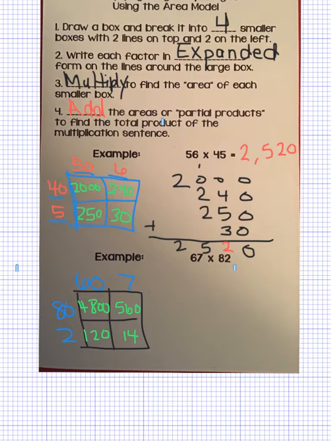I'm going to add them all up, which means I'm going to write 48 with 2 zeros, 4,800. 560. Noticing that I'm putting 560 right under the 800. 120 and 14. I'm going to run off my paper. I apologize. I'm going to add these together.